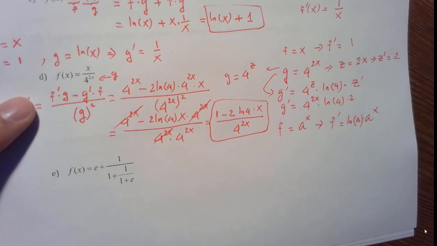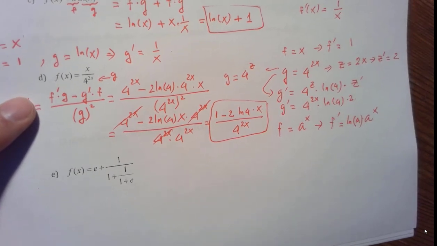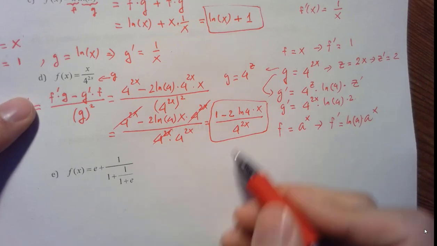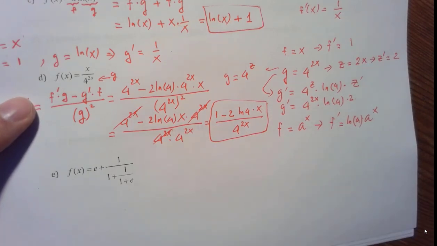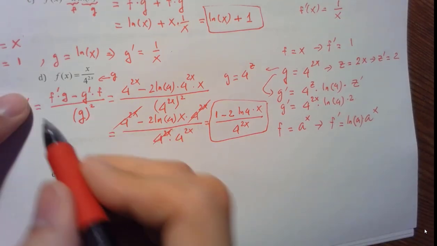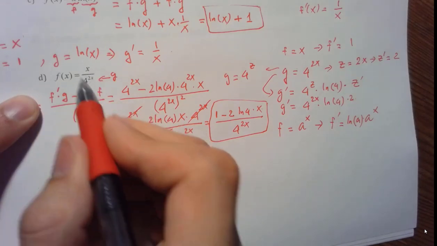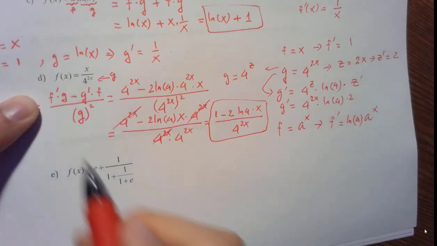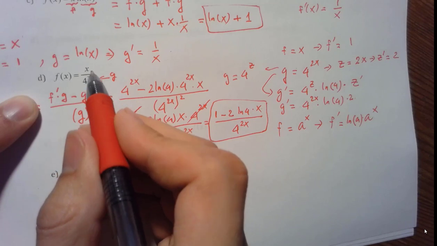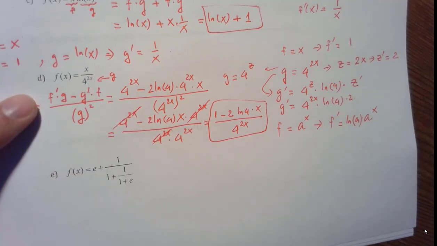Okay, so that's all we can simplify to the very last step right here. Don't mess up what f prime is. I mean to differentiate this whole expression, where f is the top function and g is the bottom function.